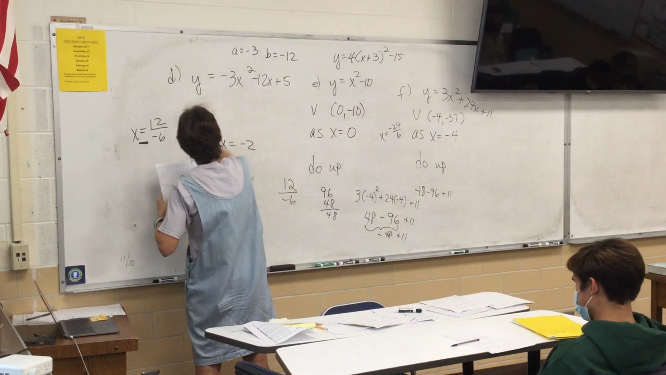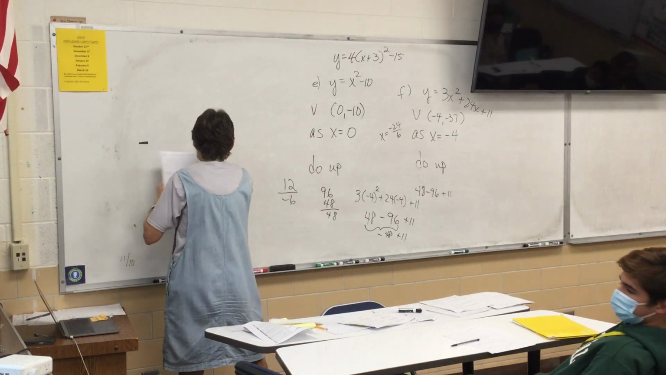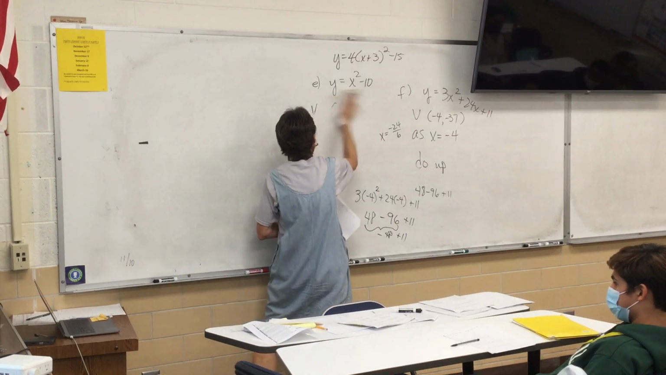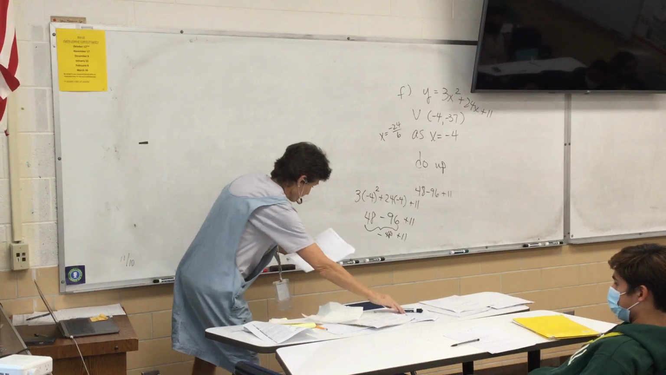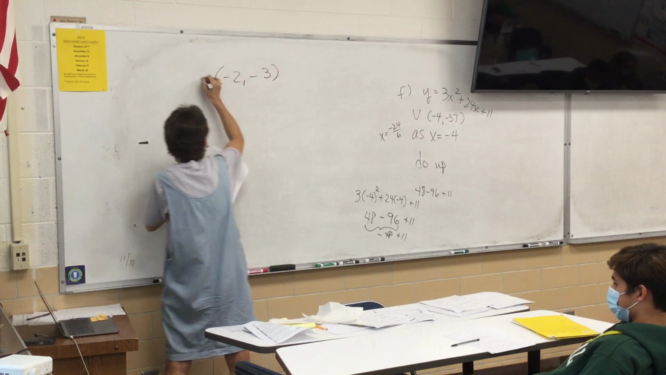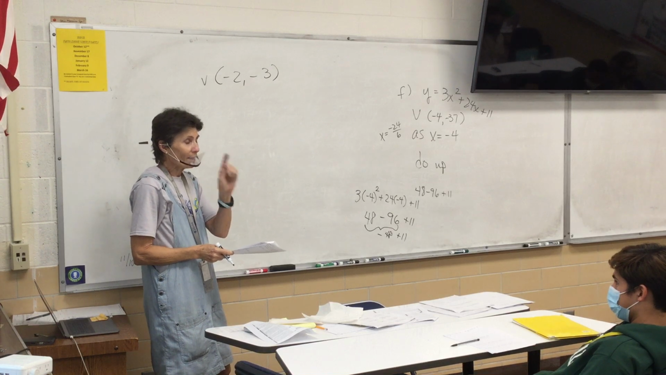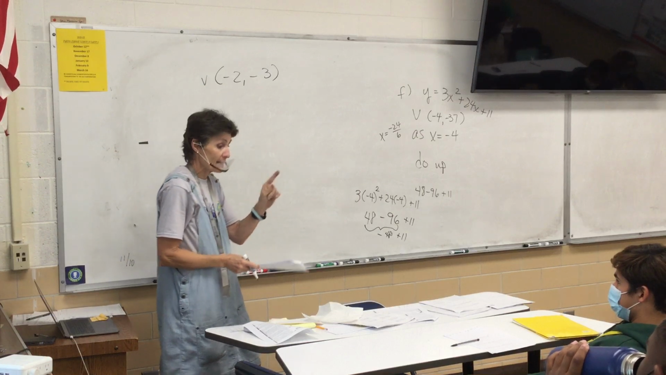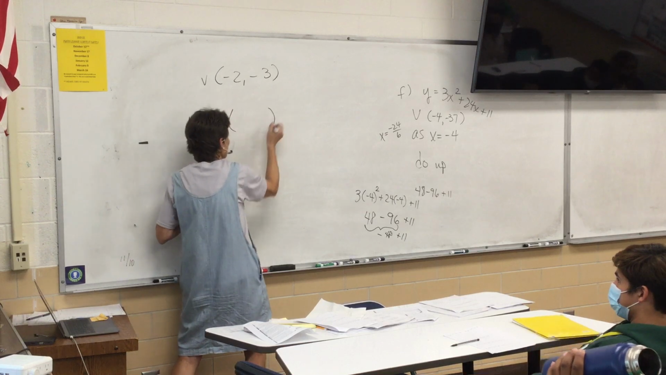All right, so this is what we're learning. We are going to do it backwards. Now I am telling you that the vertex of the parabola is -2, -3. Now, forget the rest of it. What can you tell me about my equation if the vertex is at -2, -3? What's that going to look like? What's going to be in the parentheses?